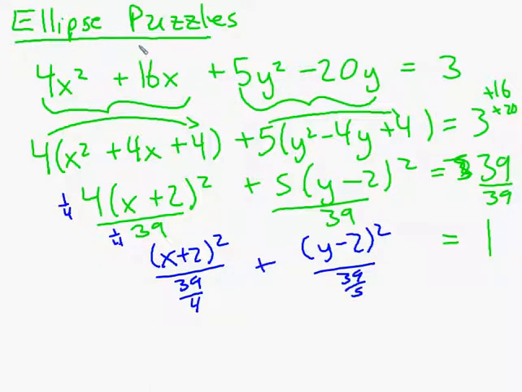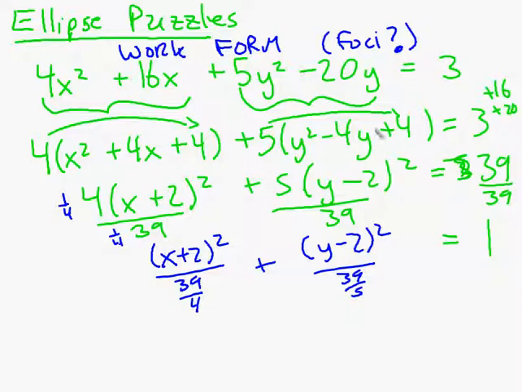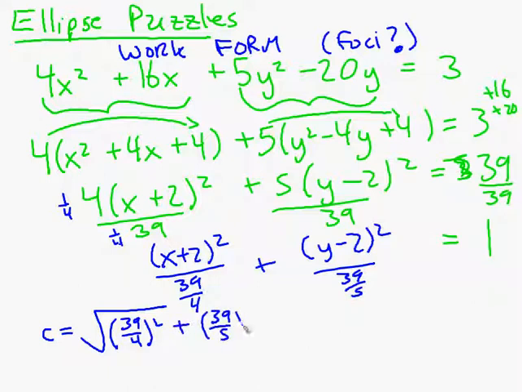So, what is the question I'm being asked? Well, I'm getting it in work form. And maybe I'm asked, what are the foci? Where are the foci? In order to get the foci, I'm going to need to know what A and B are. So C equals the square root of A squared minus B squared. It's hard to tell with this particular example, but this would be A because that's actually bigger. So 39 over 4 squared plus 39 over 5 squared.